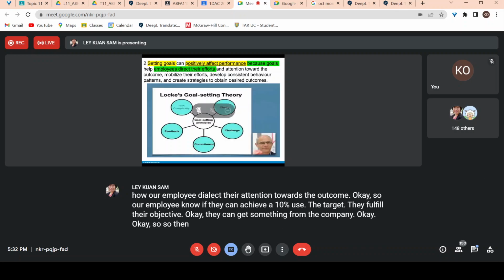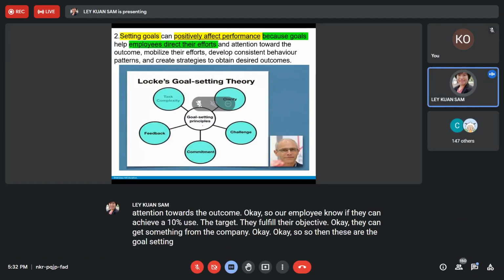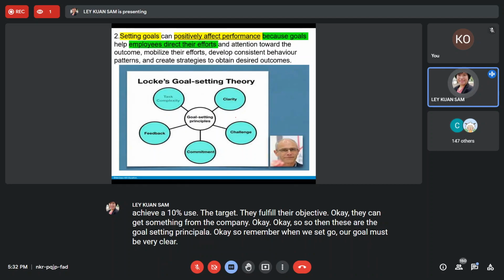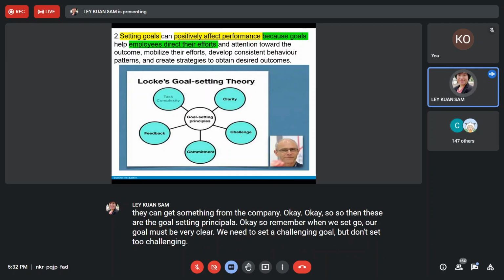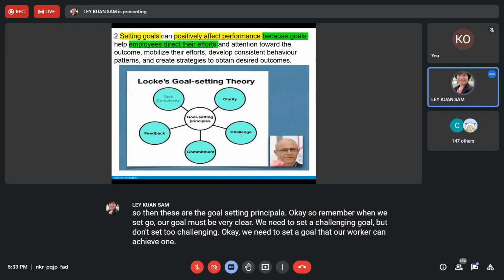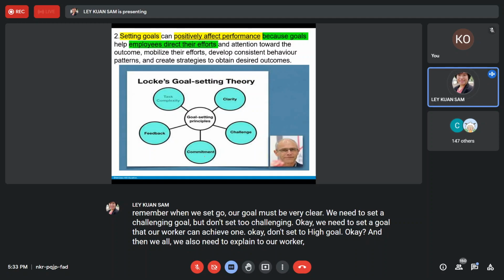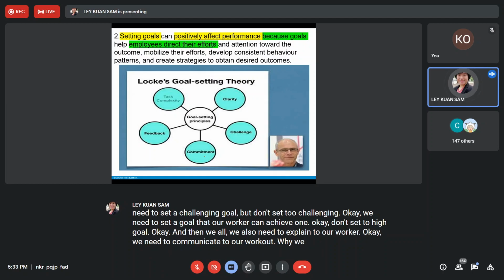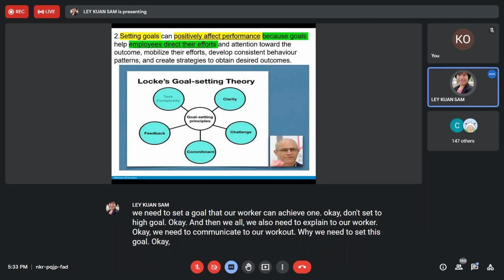Okay students, these are the goal setting principles. Remember, when we set a goal, our goal must be very clear. We need to set a challenging goal, but not too challenging. We need to set a goal that our worker can achieve, so don't set too high a goal. And then we also need to explain to our worker, communicate to our worker why we need to set this goal, and how to do it.